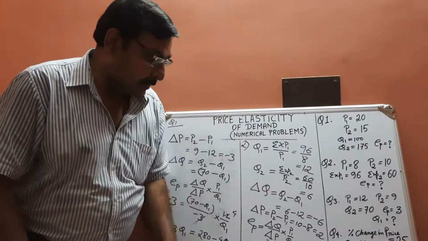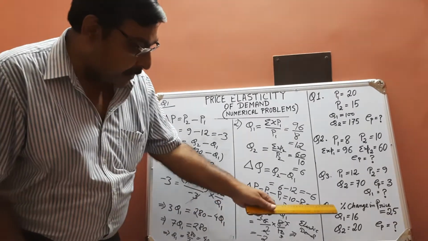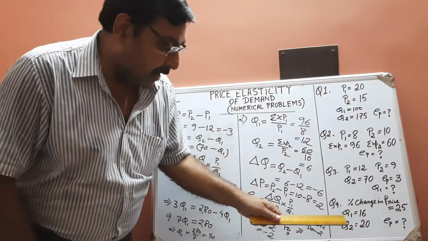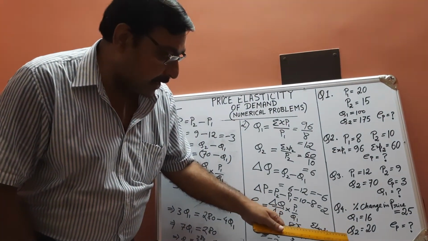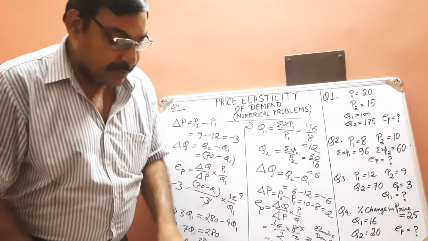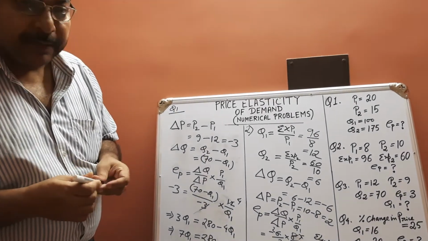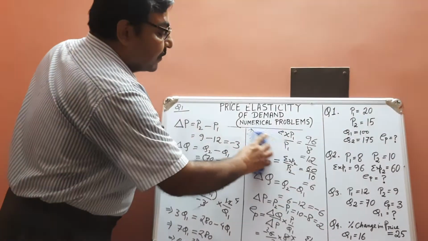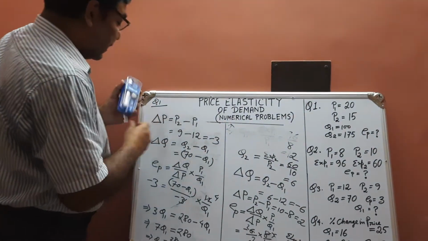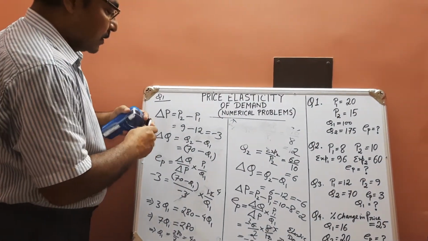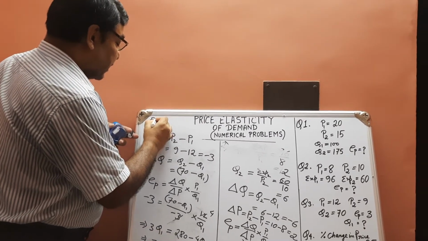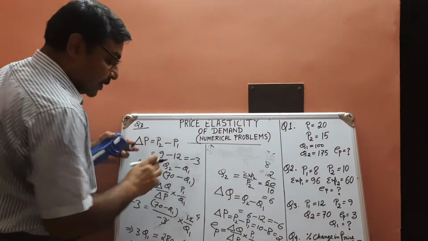Last sum. Percentage change in price is given. Also you are given initial demand and changed demand. You are asked to calculate price elasticity of demand. That was question number 3. Now we will do question number 4.